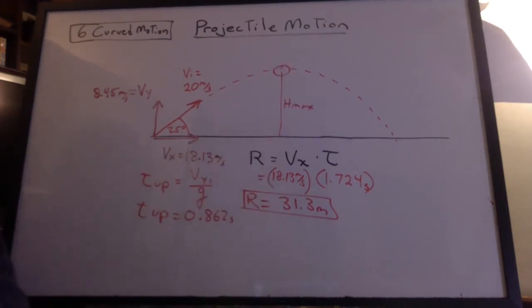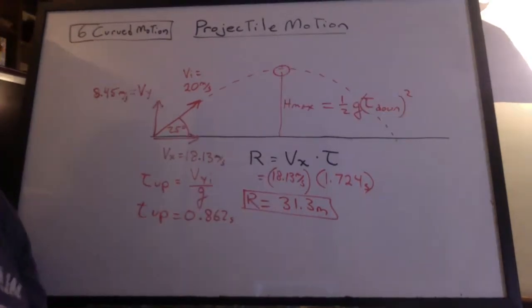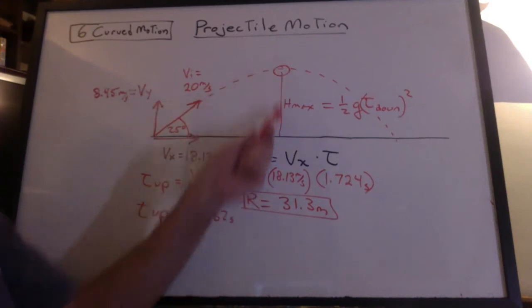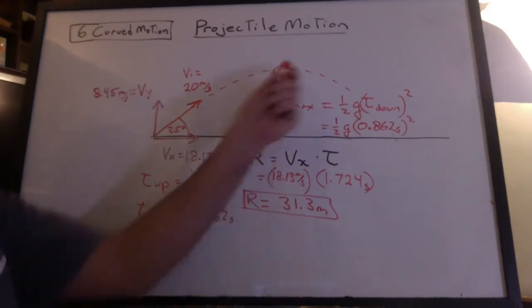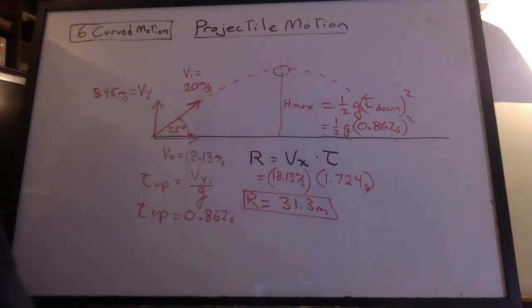Now, could you figure out the height maximum? Well, that's the same thing as saying, how far could it fall in the time down? Time down is the same as the time up. Hey, we got 3.64 meters.